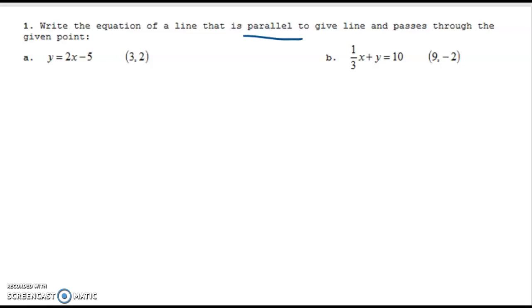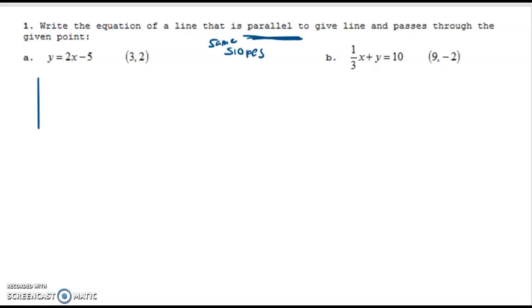So the first one asks to write the equation of a line that's parallel. What it means when a line is parallel is that the slopes are equal. So for parallel lines, you have the same slopes. Okay. And then we've got a point and a line. So what we're going to do is think of a new line that goes through that point.